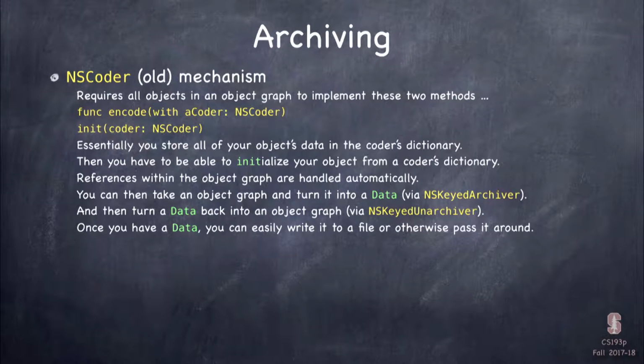And then init from coder. It's going to essentially give you that dictionary back, and you've got to initialize the object. So it's very simple. You're just going to have encode sent to every single object in the object graph, and it's going to put itself in the big dictionary, and then when you want to bring it back to life, you start calling init with the coder, and they all have to initialize themselves.